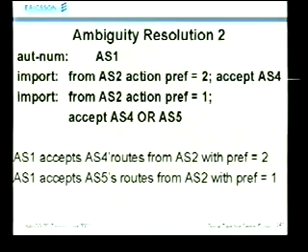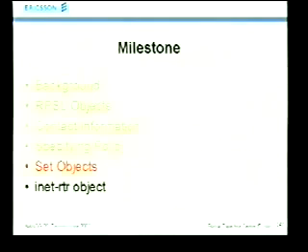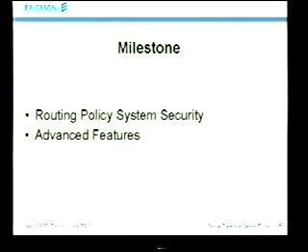Okay, any questions on specifying policy? Okay, that's the longest single section in the tutorial. So look how far we've come. We've done background, RPSL objects, contact information, specifying policy using aut-num objects, route set objects, AS set objects. We talked also about hierarchical objects there and peer AS. We're now going to look at set objects, and then we look at the inet-rtr object, routing policy, system security, and some advanced features.